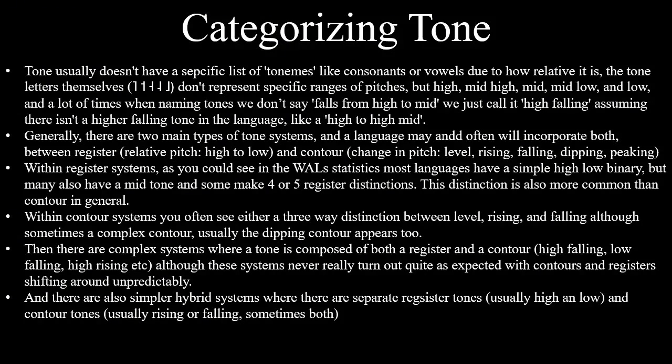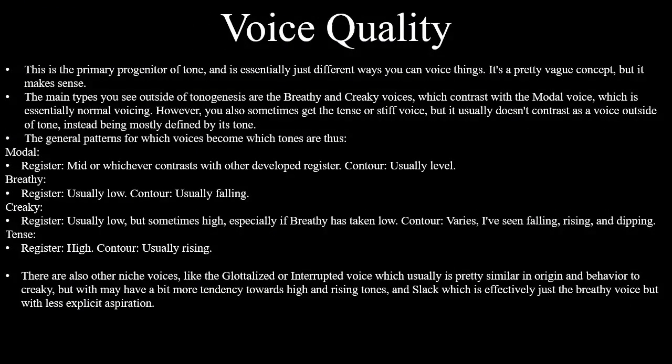Some languages also combine these concepts, where a tone is composed of both a register and a contour, accounting for both relative pitch and change in pitch at once, with the likes of high falling, low rising, high rising, and so on. Although these complex tone systems can get really shifty and have unpredictable actual results, and many will simplify into complex contours like dipping and peaking. Some systems may also have separate register and contour tones, like a high tone, a low tone, and a falling and/or rising tone.